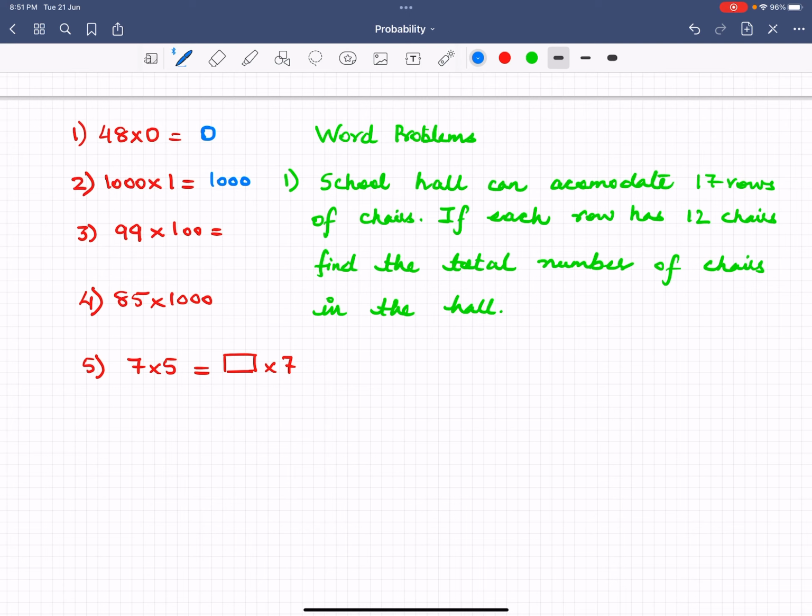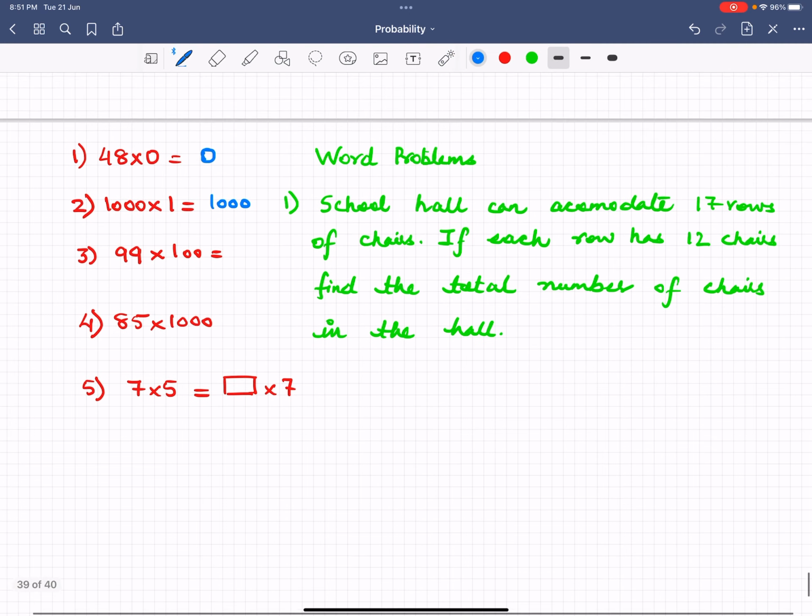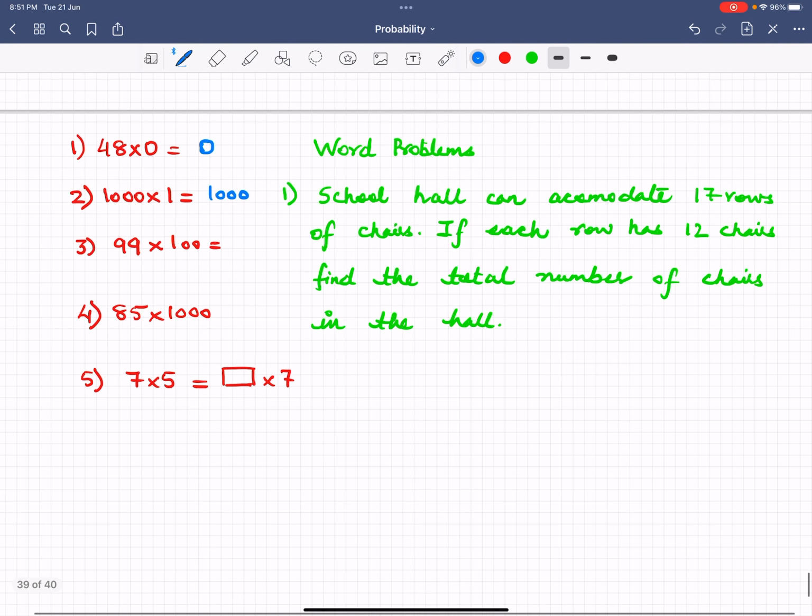Third question, 99 into 100. 100 is a multiple of 10. When we multiply numbers with multiples of 10, we can just add zeros after the number. Now here the number is 99, so we can add 2 zeros. So the answer will be 9900.